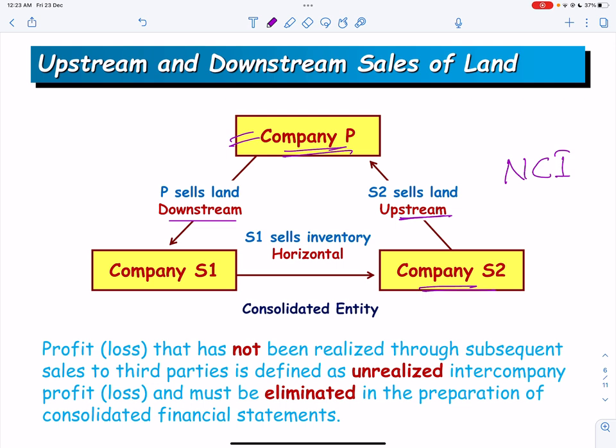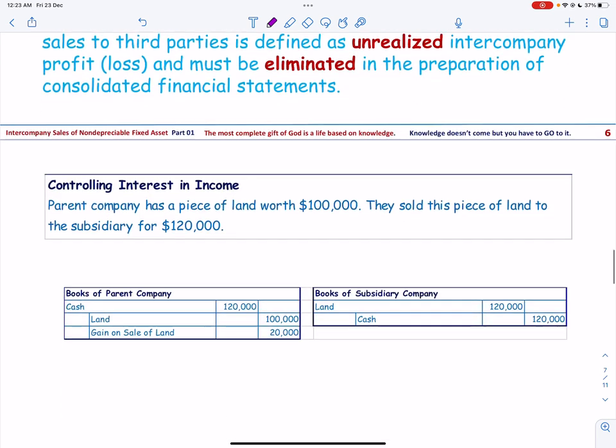The intercompany sale of a non-depreciable fixed asset is obviously easier to eliminate than the intercompany sale of a depreciable fixed asset that we will talk about in the next video. When the parent is selling a non-depreciable asset, the parent will report a gain in its books, but this gain is unrealized from a consolidated financial statements perspective. On the other hand, the buyer would report an inflated or overvalued asset. Let us talk more about it with the help of an example.